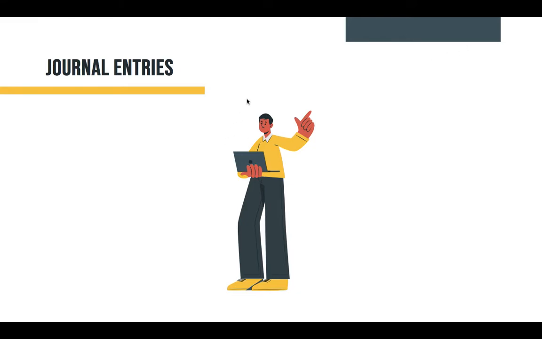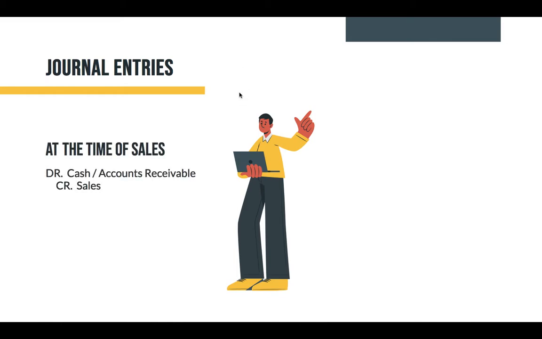Okay, now let's go to journal entries. Since we know when to journalize, we have the 5 dates stated earlier. So the first date is at the time of sales. When the sale happened, you record cash or accounts receivable depending on whether the customer paid already. If paid already, then cash.